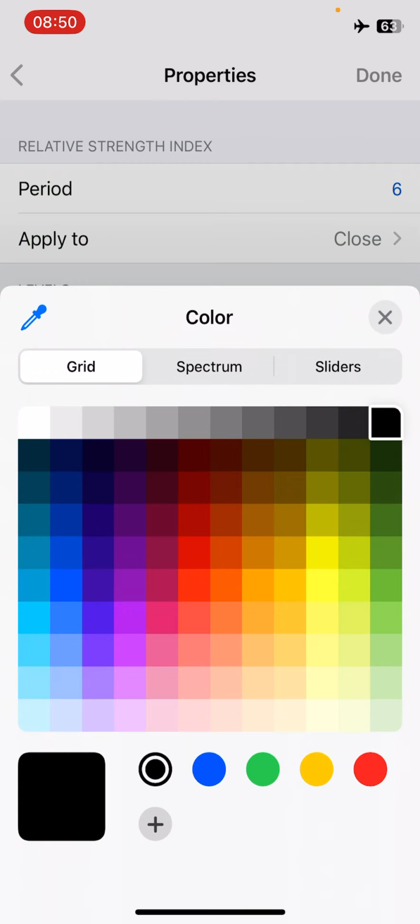I chose the black color for this RSI, this relative strength index, so make sure you also try and follow the same colors that I'm using throughout this video so that you don't get confused.